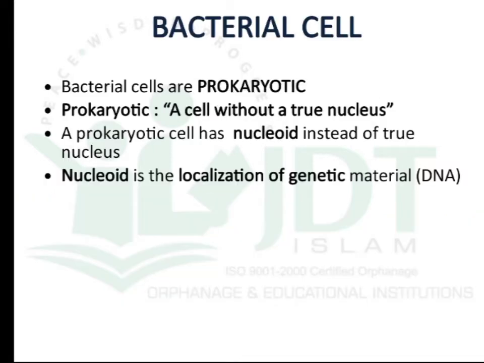As we all know, bacterial cells are prokaryotic cells. Prokaryotic cells are cells without a true nucleus, and the genetic material in the prokaryotic cell is freely placed in the cytoplasm, not separated from the other organelles present in the cytoplasm by a membrane. And the nucleoid is the localized region of genetic material in the prokaryotic cell.